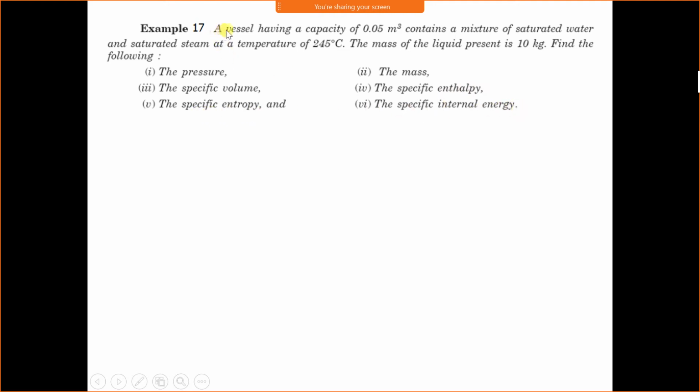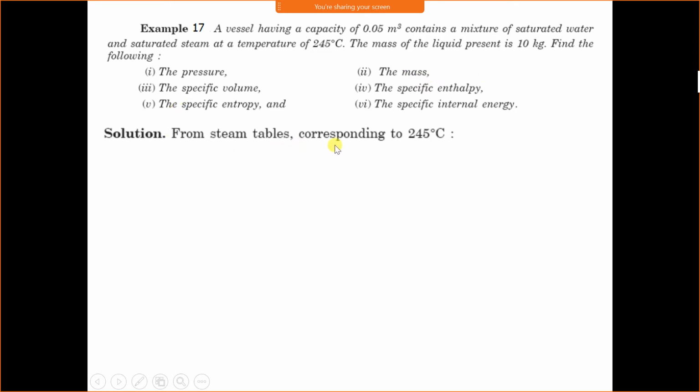Look at here. A vessel having capacity of 0.05 meter cube means total volume is 0.05 meter cube, contains a mixture of saturated water and saturated steam. Mixture of saturated water and saturated steam means it is a wet steam at the temperature of 245 degrees Celsius. The mass of the liquid present is 10 kg is given. We have to calculate mass of vapor.